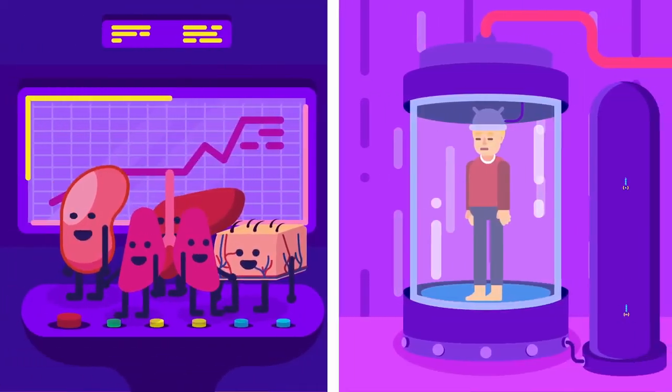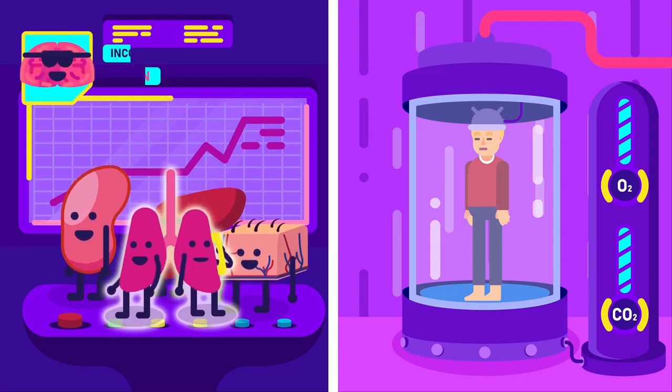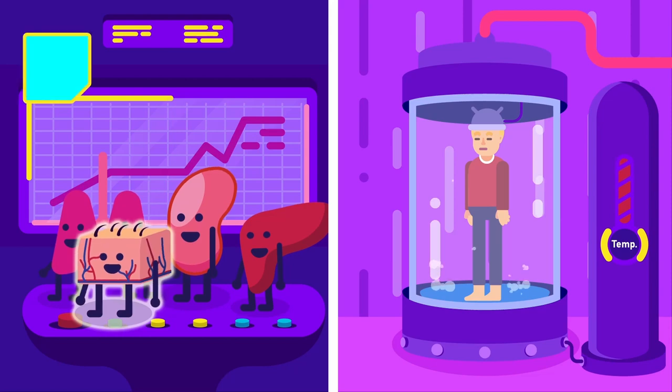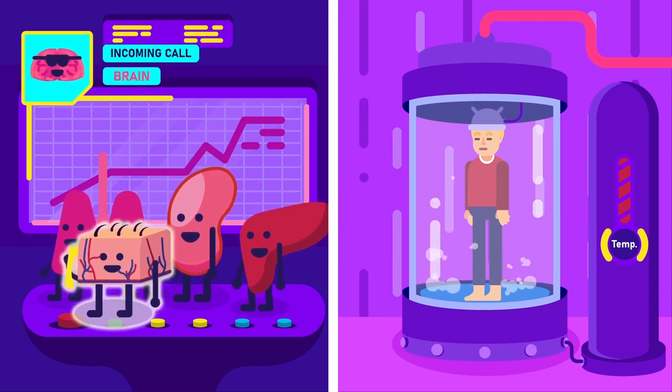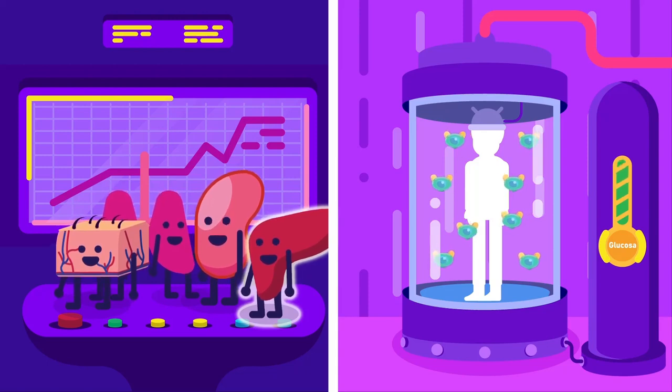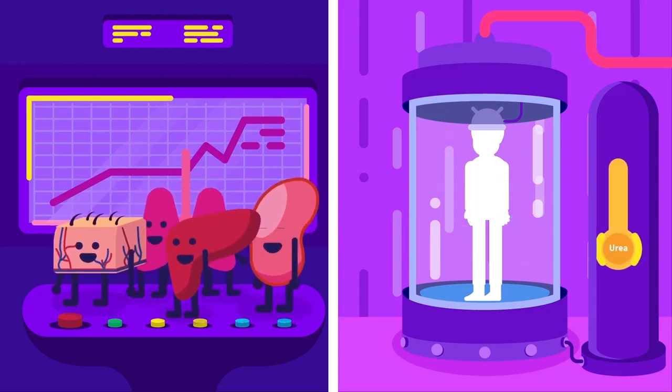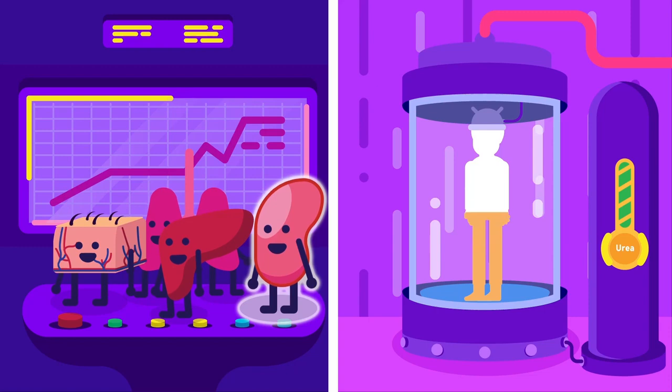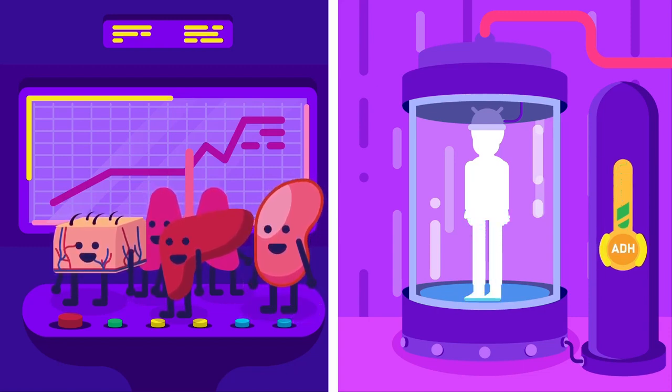The lungs regulate carbon dioxide and oxygen with the help of the respiratory center of the brain. Skin regulates temperature, which is controlled by the hypothalamus of the brain. Liver helps in regulating glucose by controlling the levels of insulin in blood. Kidney regulates urea and excess mineral salts by the excretion of urine and water by antidiuretic hormone.